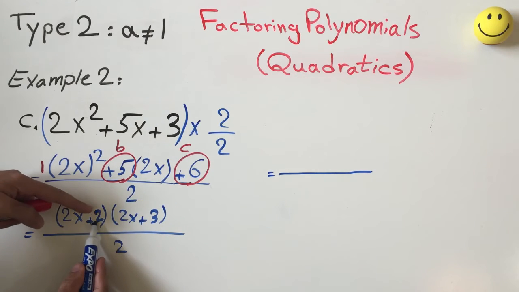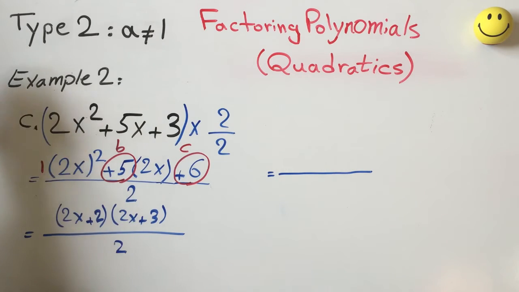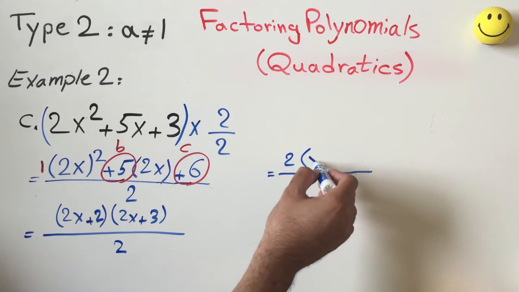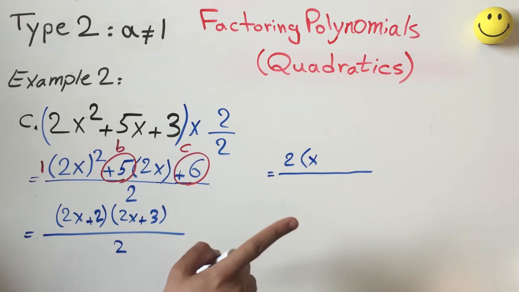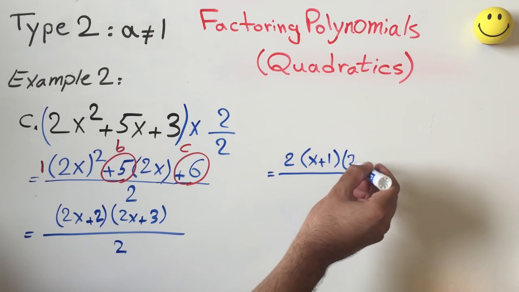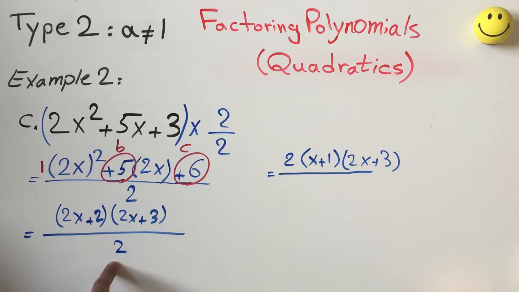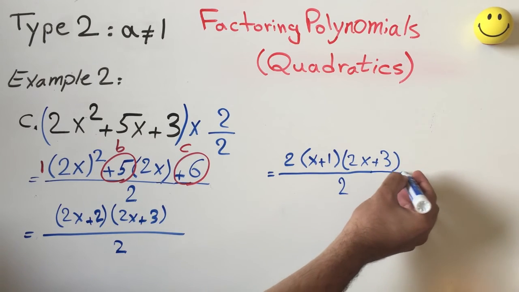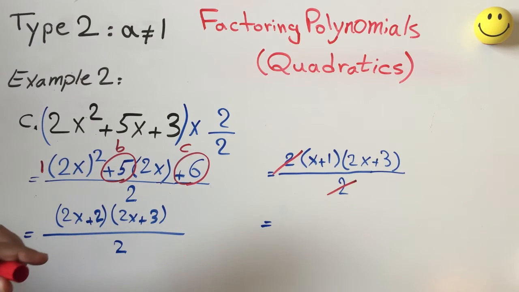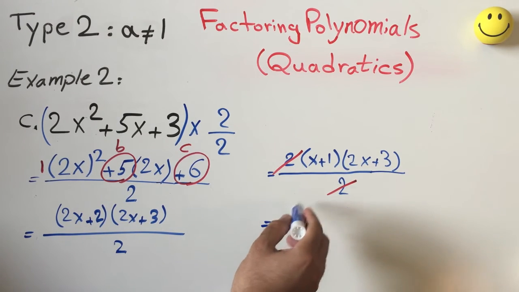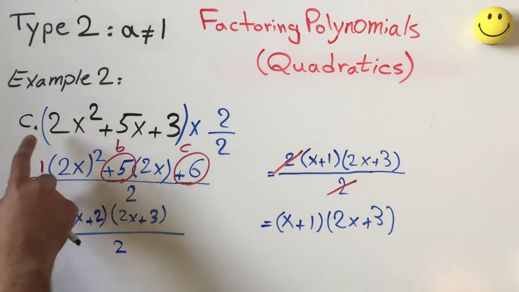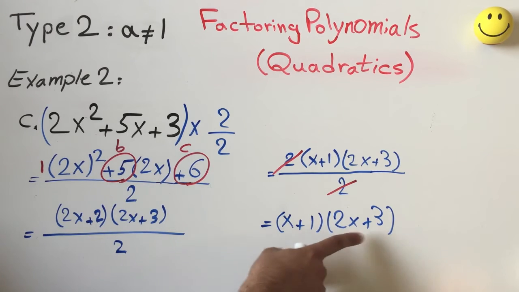Do you see these 2's here? Can I take it out? Yes. If I take the 2 out, what is left from the first one is x, and what is left from the second one is 1. And then 2x plus 3, just repeat it. Now there is a 2 here, and I can just cancel out the 2's to get rid of those 2's in the denominator. Now what I have is the factored form of the quadratic expression: x plus 1, 2x plus 3.